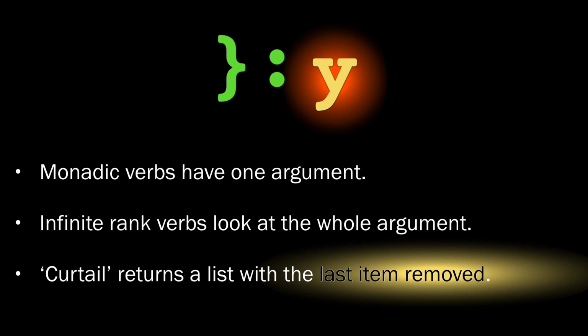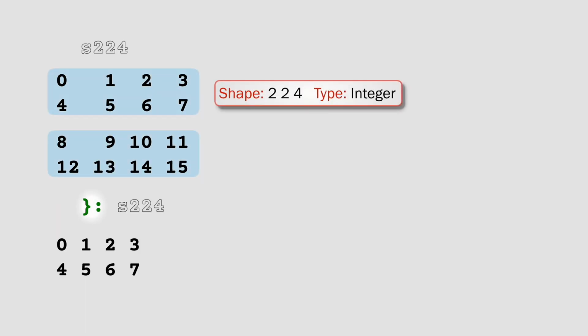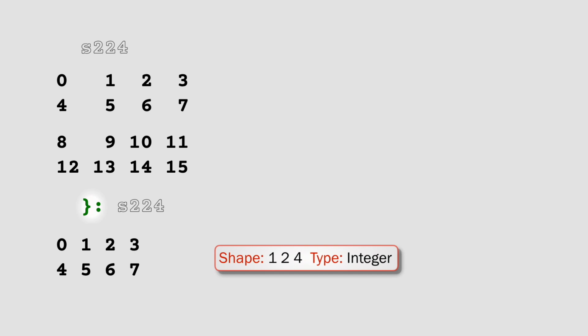Now let's take a look at a few examples. Let's begin by looking at a rank 3 array. In this case, we've got shape 2-2-4, and it's made up of two items, which are 2x4 tables. Curtail is going to remove that last item, and that'll leave us with a shape of 1-2-4, and that's exactly the result we end up with.